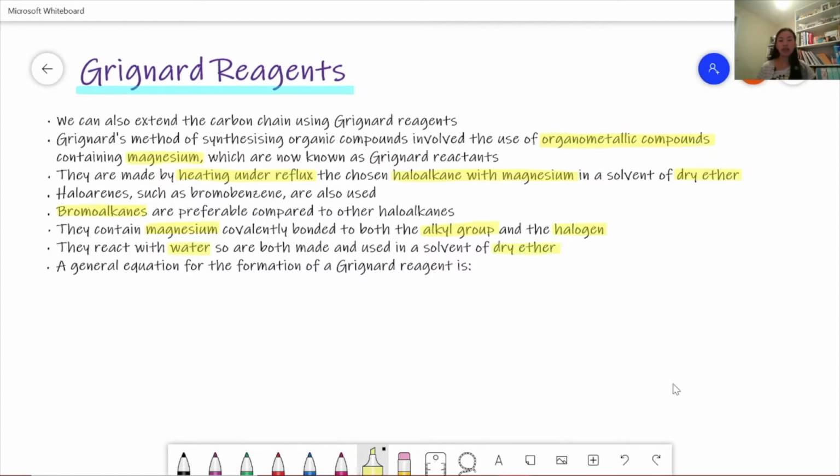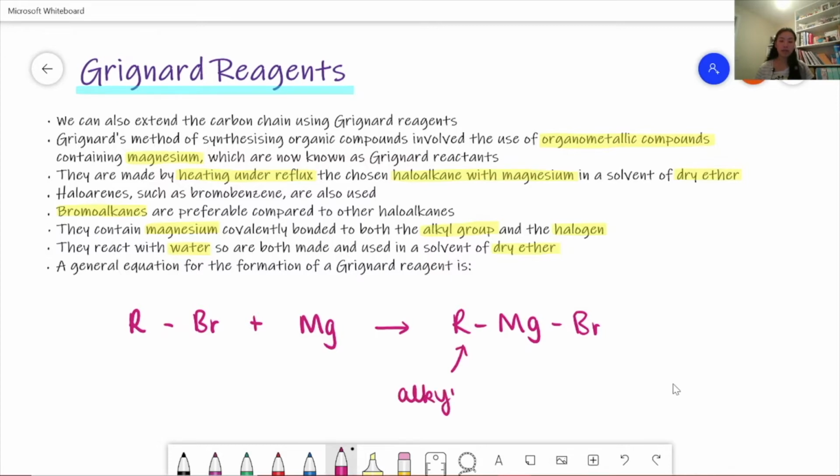And a general equation we have for the formation of a Grignard reagent is firstly we have our haloalkane. So here we're going to use a bromoalkane. So we have the R group, which is the alkyl group, and then we have the bromine. And if we add some magnesium, what we form is the R group, and then we have the magnesium, and then we have the bromine. So the magnesium is covalently bonded to both this alkyl group here and also the bromine, which is the halogen.